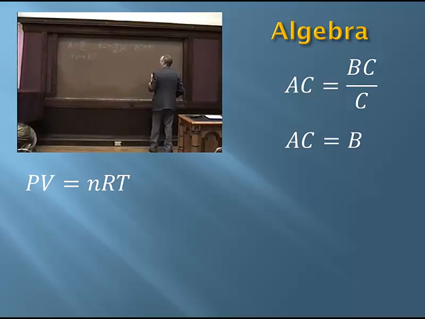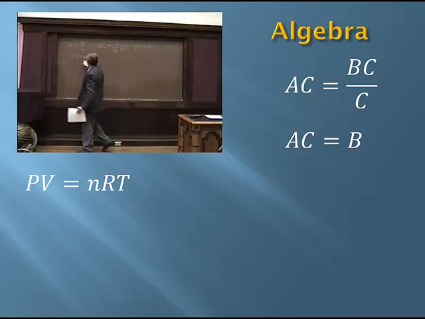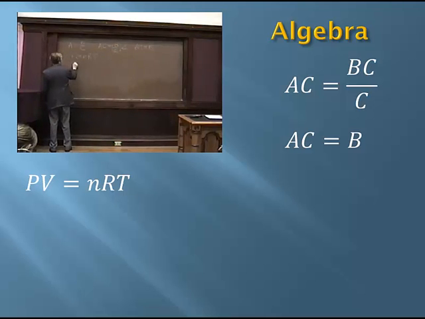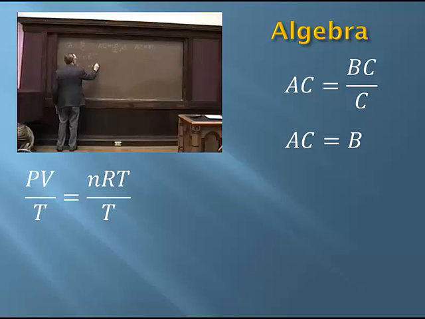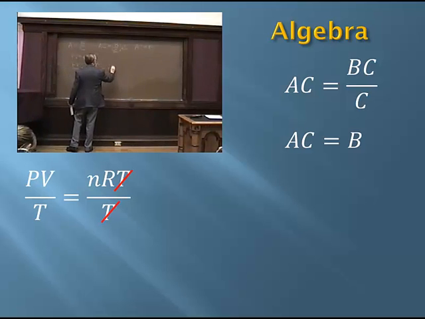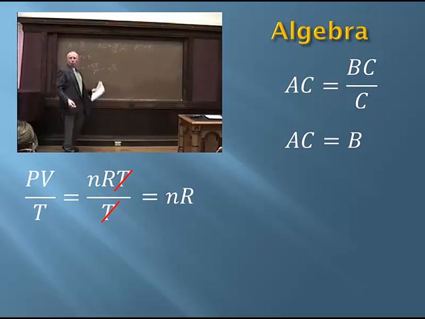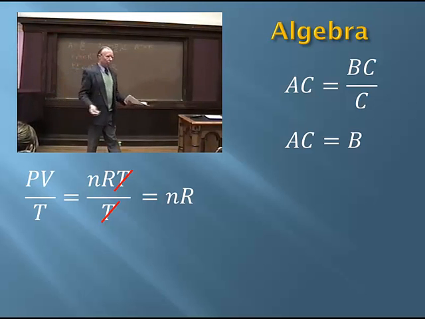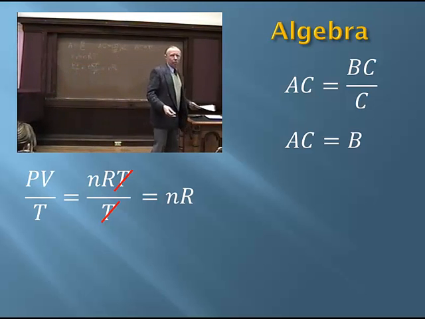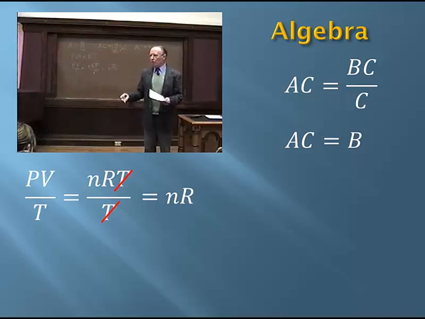Well, I could divide both sides by T, couldn't I? So that's the same as writing PV over T equals nRT over T. I divided both sides by T. I cancel those T's, and that's then equal to nR. Now at this point, you don't know what that equation means. You don't know what those variables stand for. It doesn't matter.